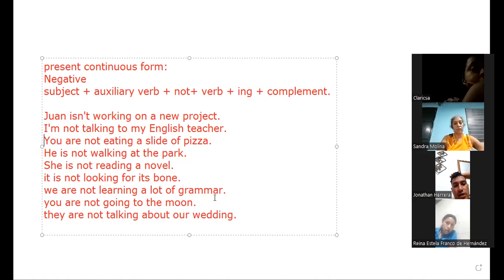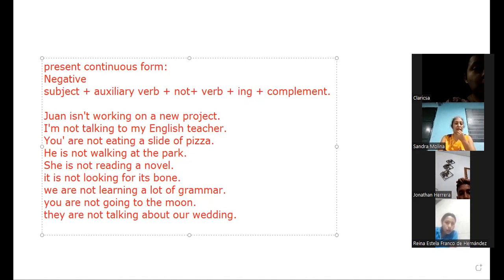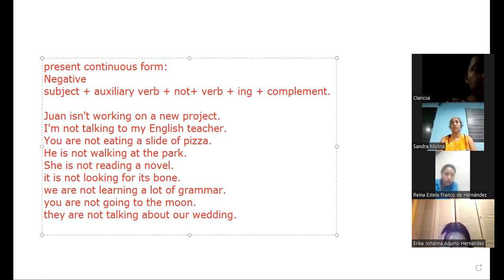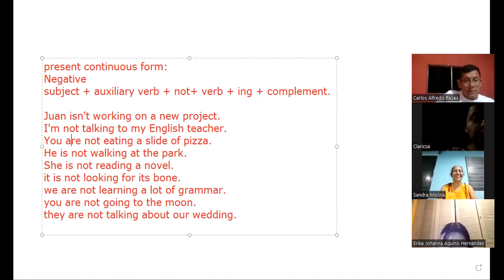You're not eating a slice of pizza. Okay, you're, haríamos aquí. You're not eating a slice of pizza. And what is the other way that we can contract this one, Reina? You aren't. Que me perdí. Ya se perdió. Yo la veo todavía ahí. Yeah, but repeat, please. Sí.